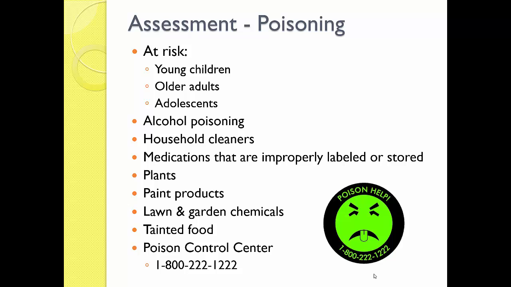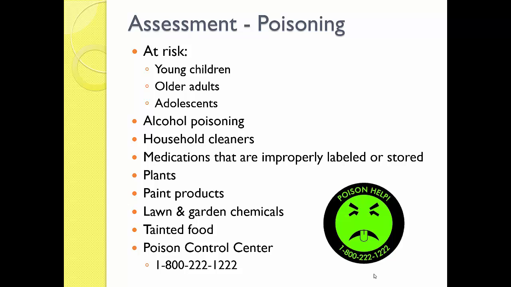Some other things to consider in the home: household cleaners, and children can get into medications that are improperly labeled or not stored in childproof cabinets. Plants, there are plants in the home that can be poisonous, so those need to be moved out of reach. Paint products, lawn and garden chemicals, spoiled food. It's always important for parents, if there are any children in the home, to have the poison control center number, so that in the event of a poisoning they can call right away and see what their action should be.